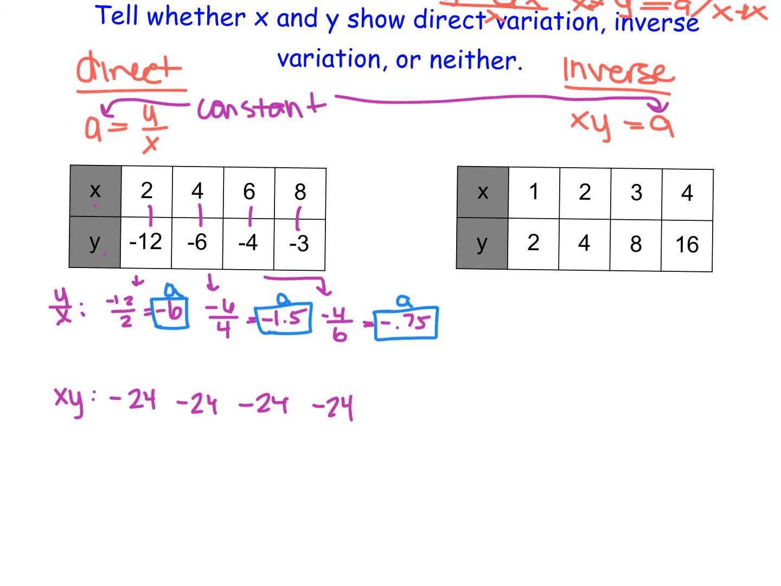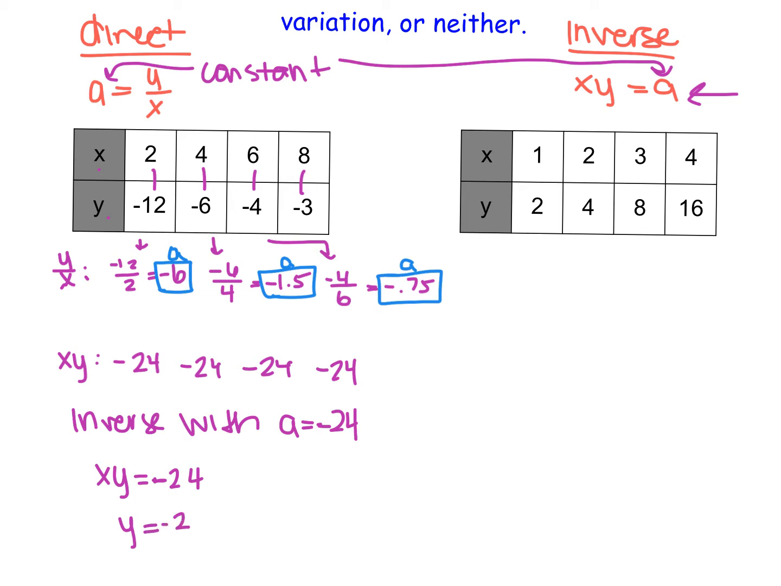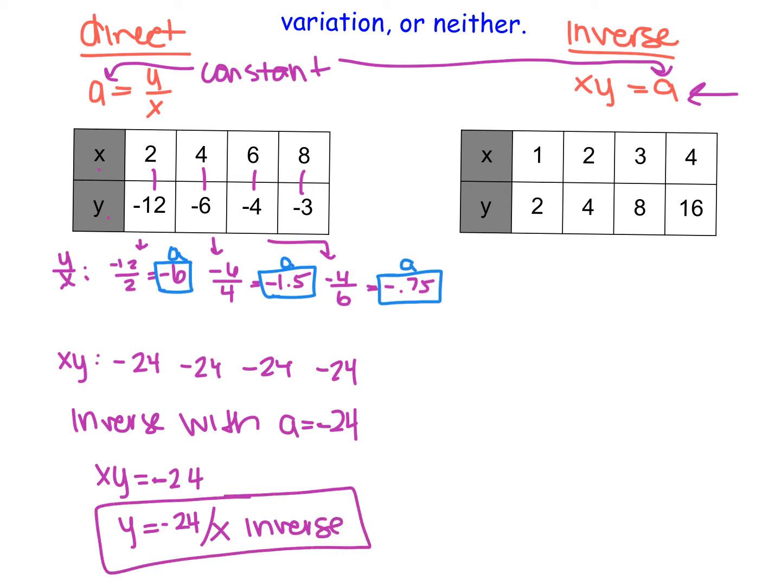So I'm going to move this up just a smidge. And I'm going to test this out, because if I have this constant resulting every single time, this is saying that I have an inverse variation with an a value equal to negative 24. So if I rewrite this equation, xy equals negative 24, and then rewriting for y, y would equal negative 24 over x. So I'm thinking this is an inverse variation with an a value of negative 24, because I can write my equation in this way.